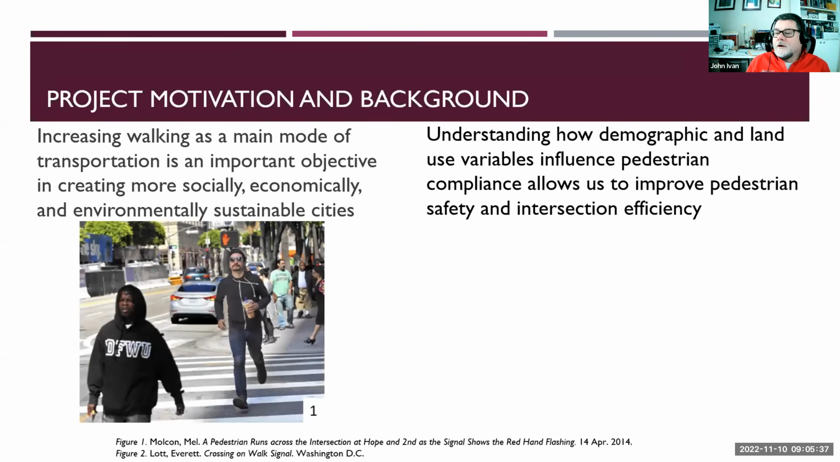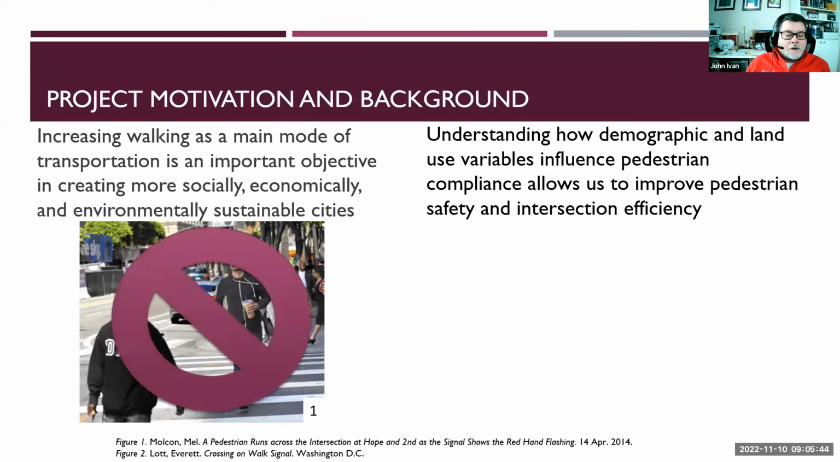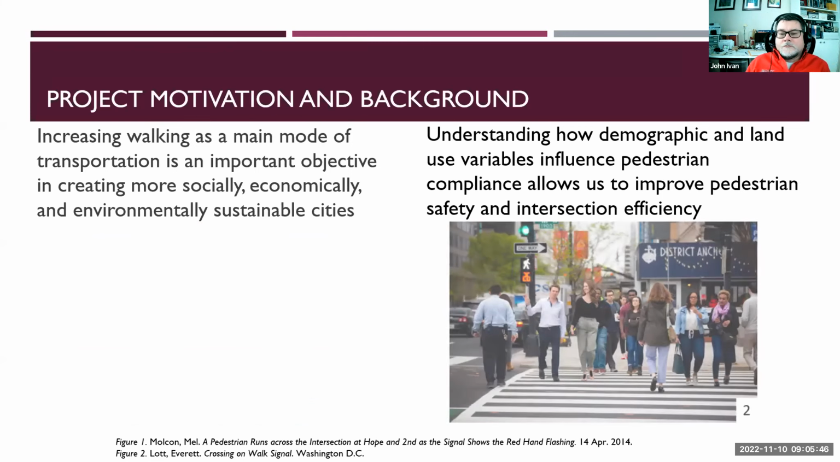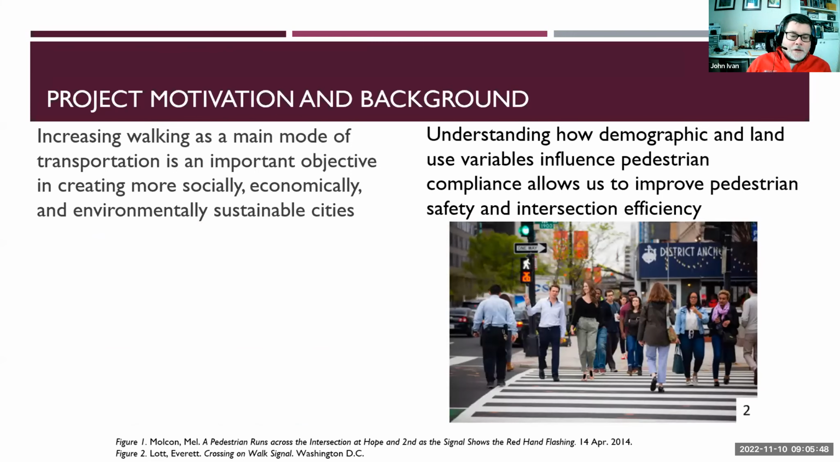So, for example, an example we don't want is this guy running across the street on the don't walk signal. What we want is people to be crossing when the light says to walk and it's time for them to go.